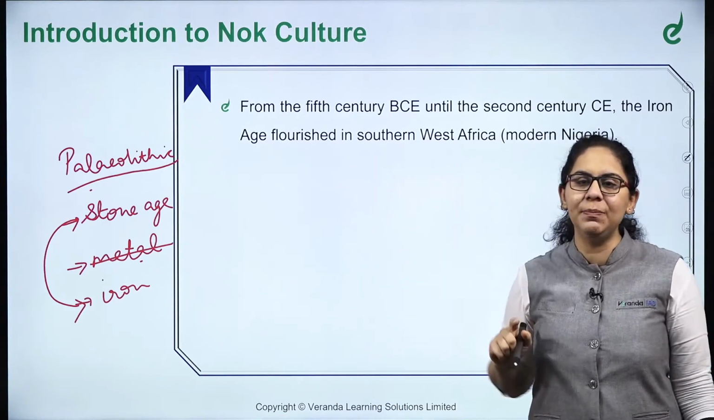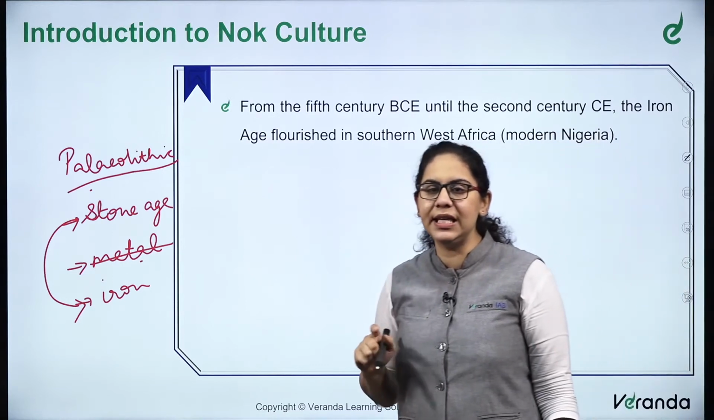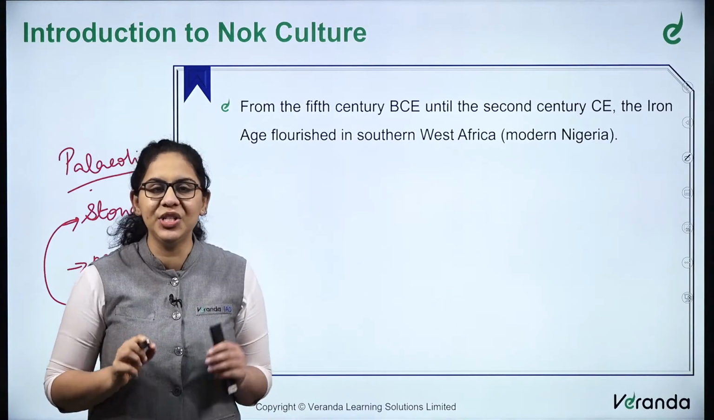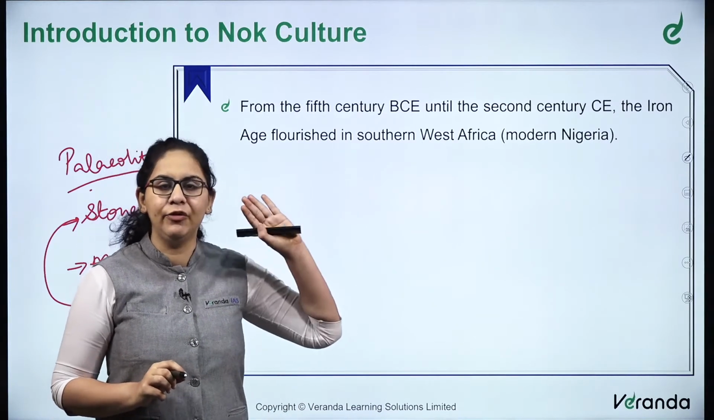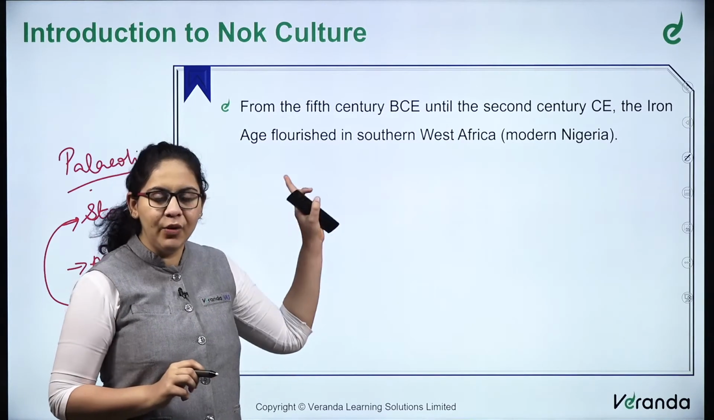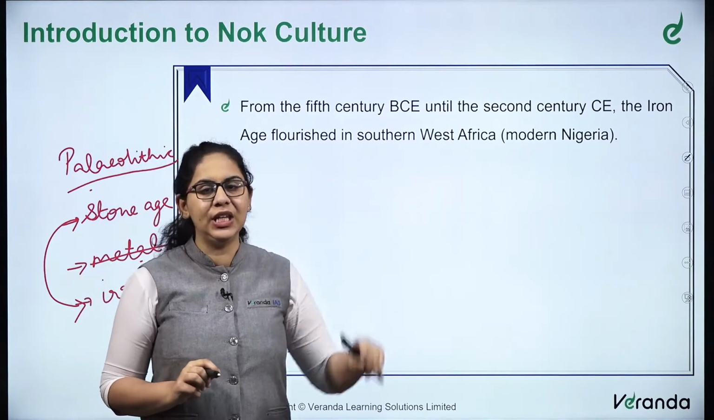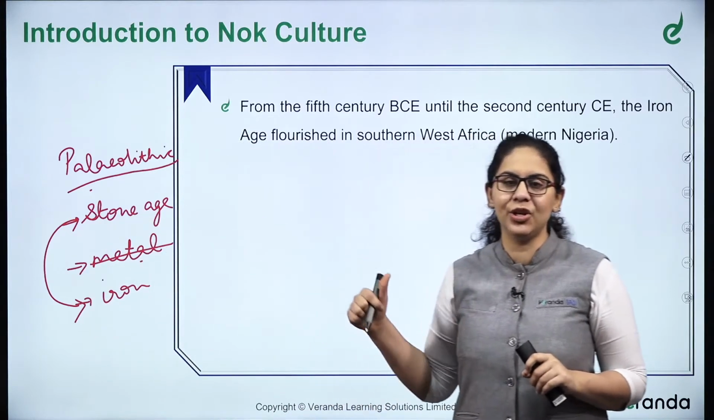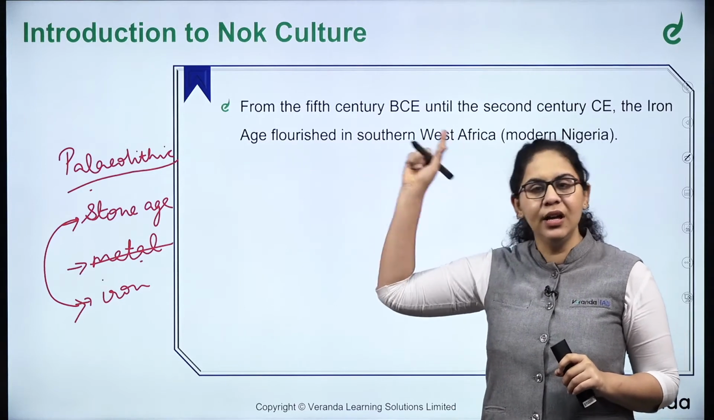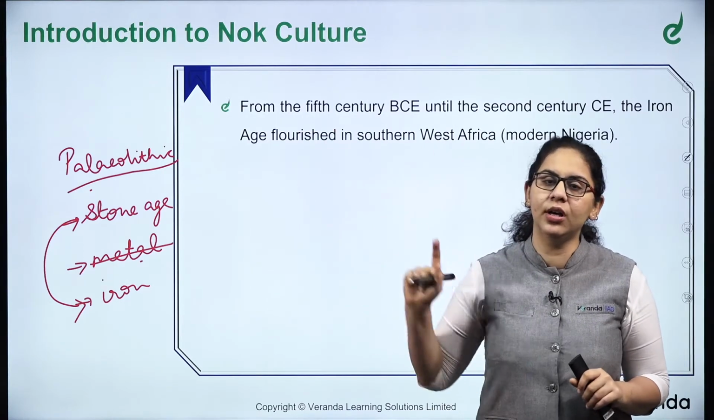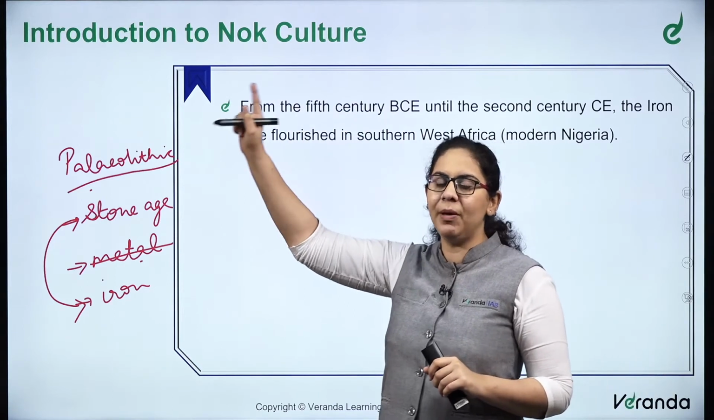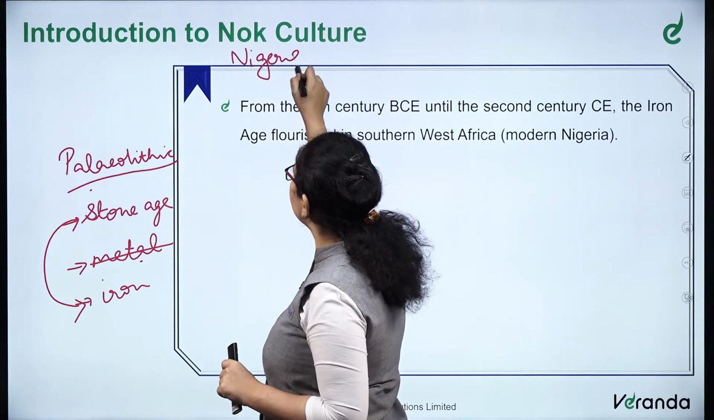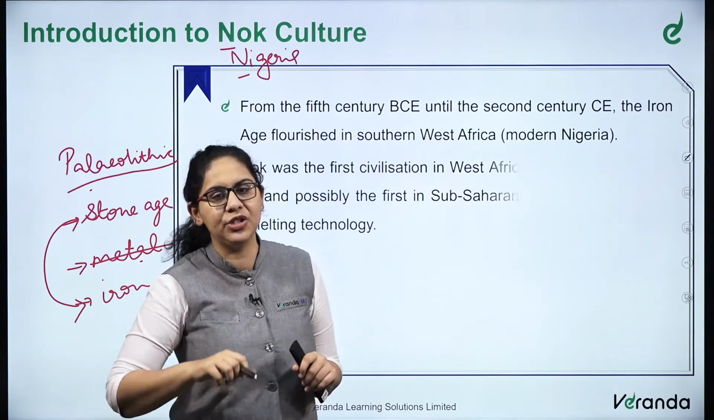From the 5th century BCE until the 2nd century CE, the Iron Age flourished in southern West Africa, which is modern day Nigeria. If you open the map of Africa, in West Africa where today Nigeria is, we will see the map in further slides in this session as well. There was evidence of NOK culture. So NOK culture, you can remember, is from Nigeria, N for NOK and N for Nigeria, in Africa.